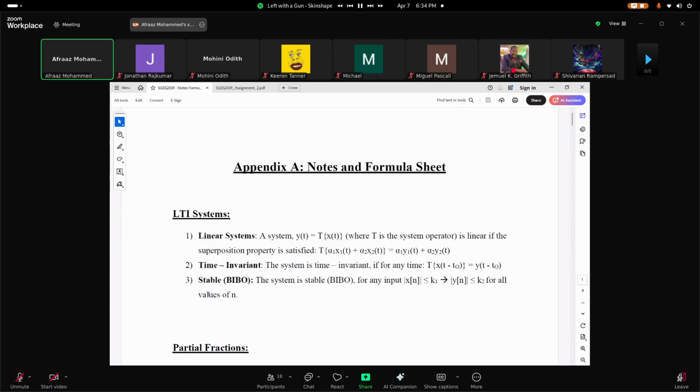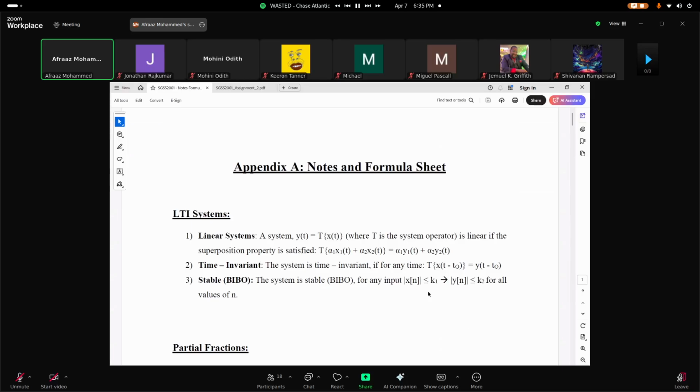So the first one is related to LTI systems. These are the properties that you have to prove to show whether your system is linear, time invariant, or stable. Remember, we did this in the midterm exam. For linear systems, the superposition property has to be satisfied, and this is the superposition property here. For time invariant, this is what has to be satisfied, or what you have to show. And for stable systems, this is what defines whether a system is bounded input, bounded output.